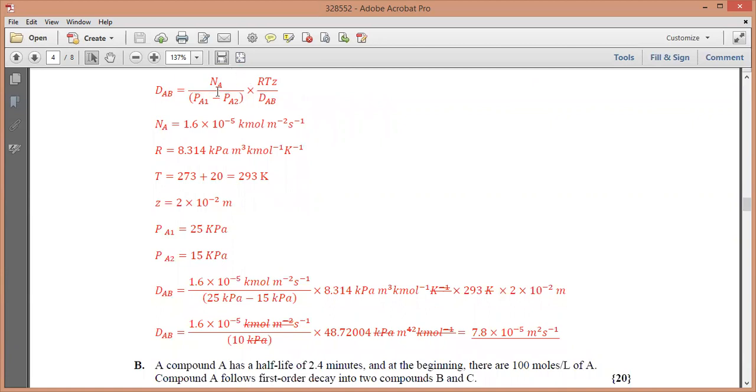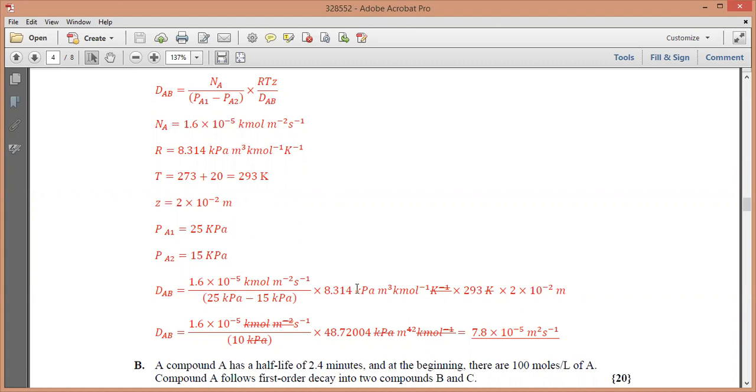Okay, after making DAB the subject of the formula, which I suggest you do with so much caution, because it's easy to get lost and put the wrong values in different places, and that's how you end up having the wrong answer. So with everything rightfully placed, the partial pressure now at the bottom there, then we have this here and that there. This becomes our final answer.